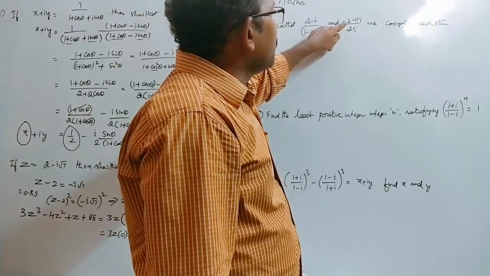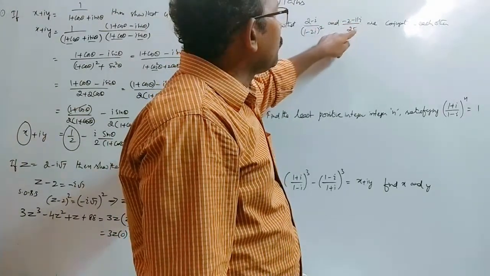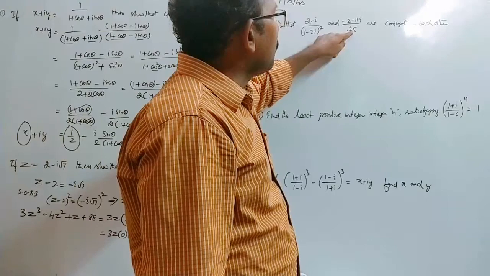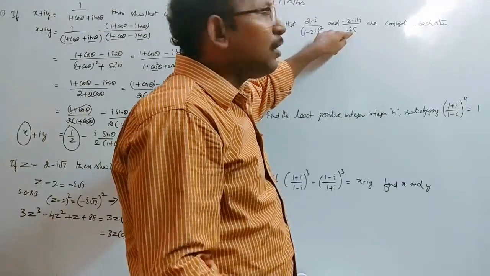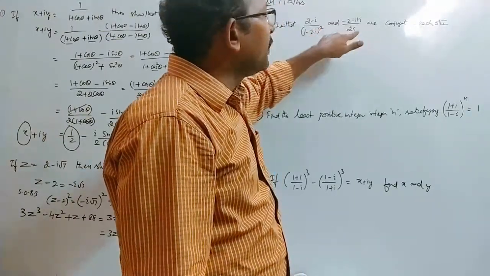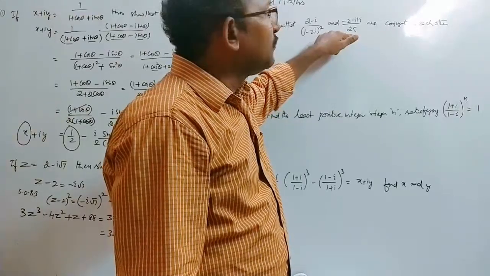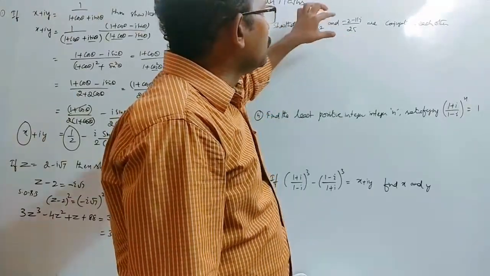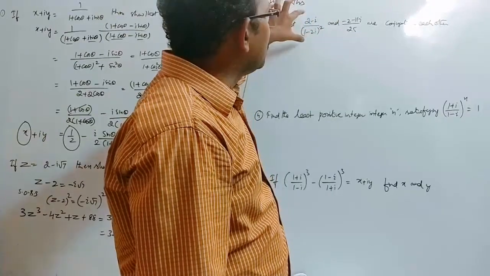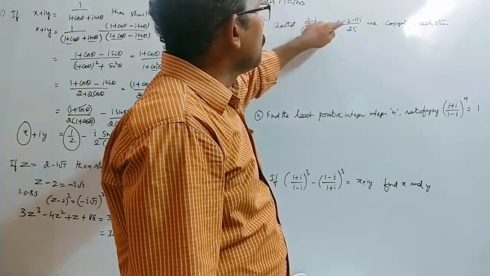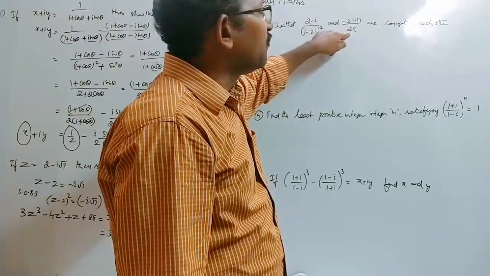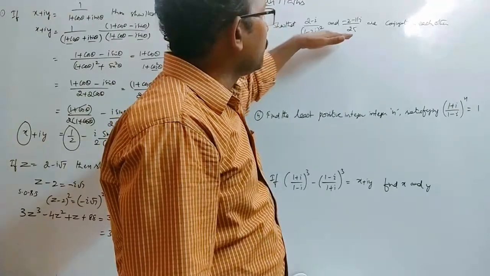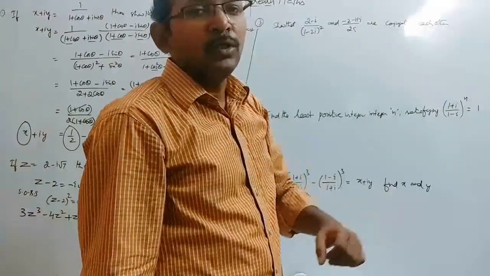Here, the complex number is minus 2 minus 11i by 25. Then the conjugate of this complex number must be in the form of minus 2 plus 11i by 25. It is very clear, and hence by using that property you have to convert this given complex number into minus 2 plus 11i by 25, so that then these two complex numbers become conjugate to each other.